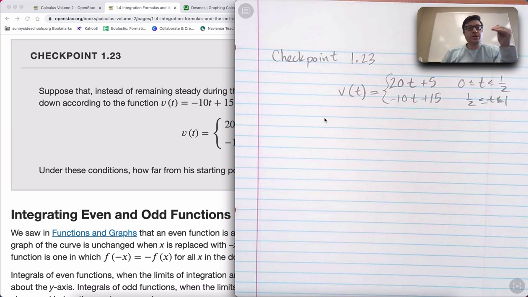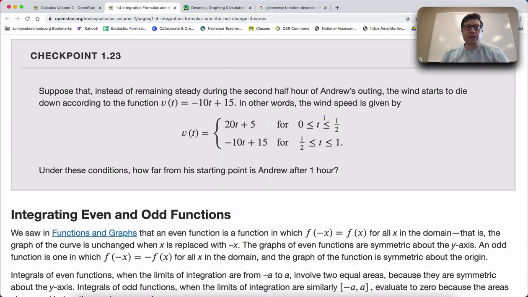Hey guys, this is for the AP Calculus AB sequence. We're in the section after the fundamental theorem, where we're actually using integration to solve problems. I'm doing checkpoint 1.23 from section 1.4, and this checkpoint is related to a previous example.